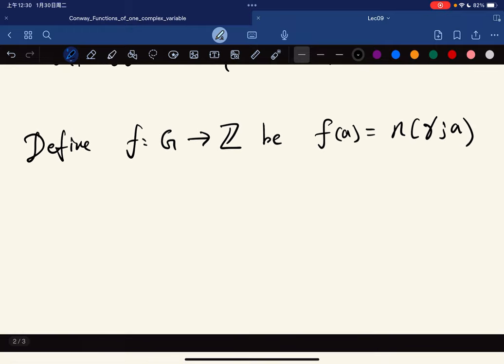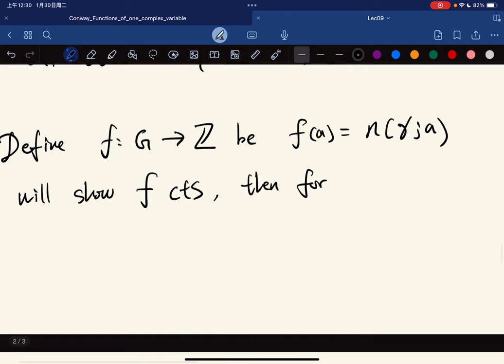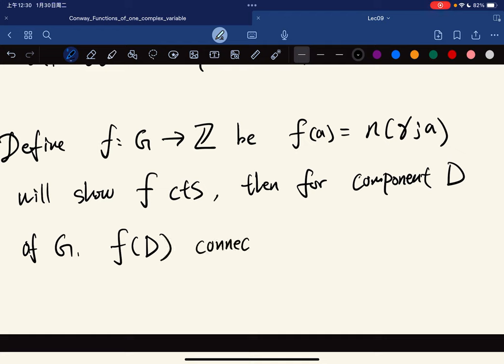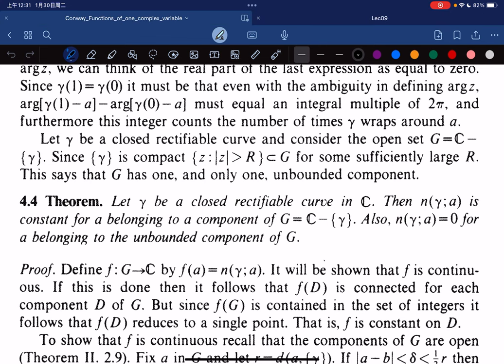Well, all we have is that if we can show that f is continuous, then for a component D of G, since f is continuous, which means that D is connected, but you map into the integers, which means that f is constant on D, which is exactly what we want.